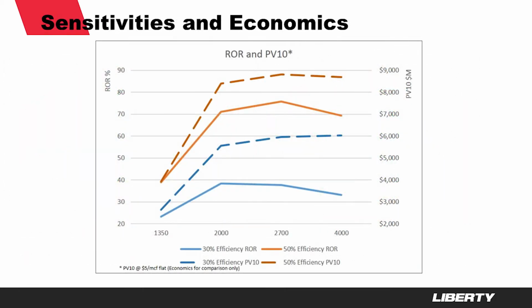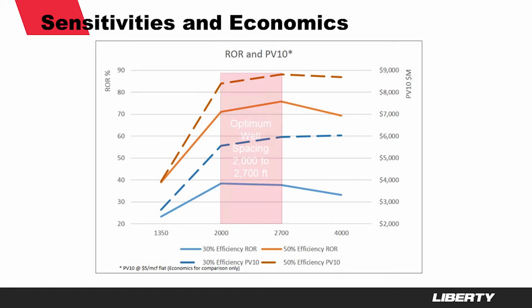So in the end, we need to look at the economic criteria. In this particular case, we are comparing the rate of return on the left axis and the net present value with 10% discount rate on the right y-axis. And we've looked at well spacings from 1,350 feet up to about 4,000 feet. And in blue, you see 30% cluster efficiency, and in orange, 50% cluster efficiency.